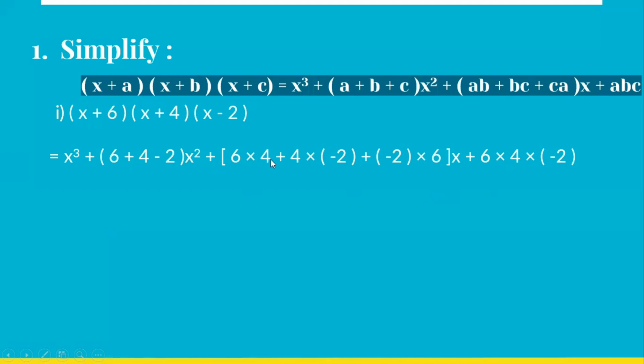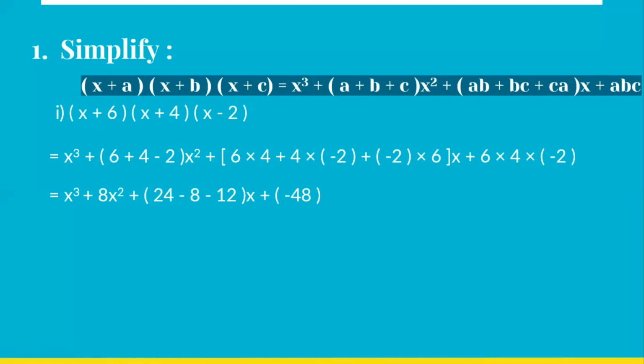6 into 4 is 24. 4 multiplied by minus 2 is going to be minus 8, and minus 2 multiplied by 6 is minus 12. 6 fours are 24 and 24 into minus 2 is minus 48. So this is how we get the value as x cube plus 8x square plus (24 minus 8 minus 12)x plus (minus 48). So this is important to write when two signs come together.